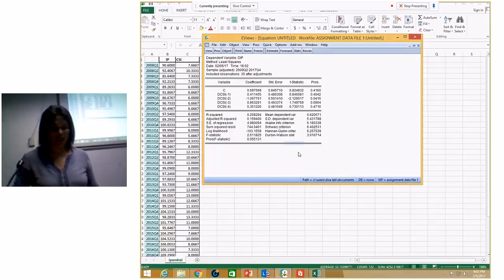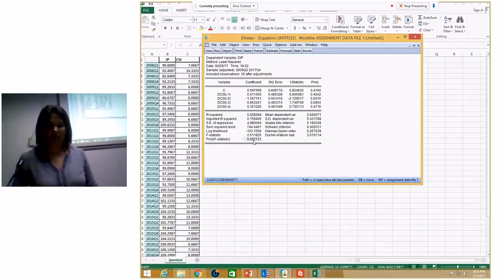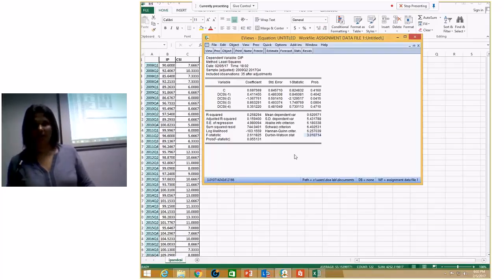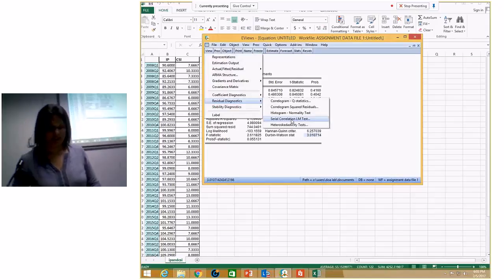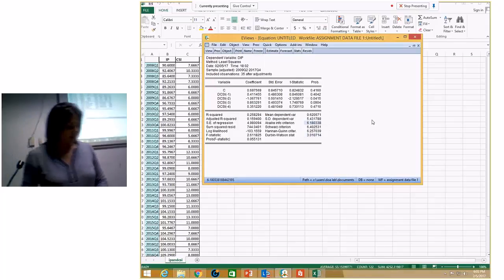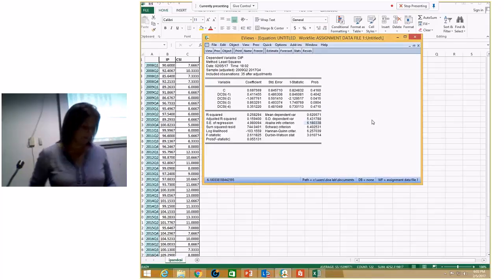Right, now see what will happen if we add more variables, more lags. Compare what will happen to the R square, what happened to the probability of statistics, what happened to the Durbin-Watson statistics, and also the correlogram. Go to the residual statistics, correlogram Q stat, serial correlation LM test. Do both tests and interpret your result. That is part 5, number 5 in the assignment.